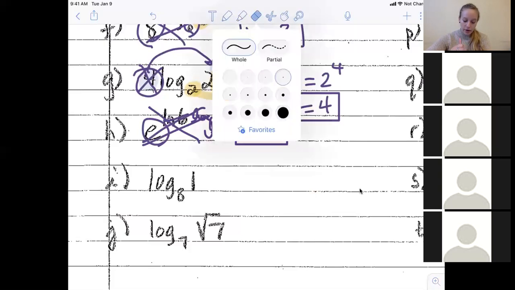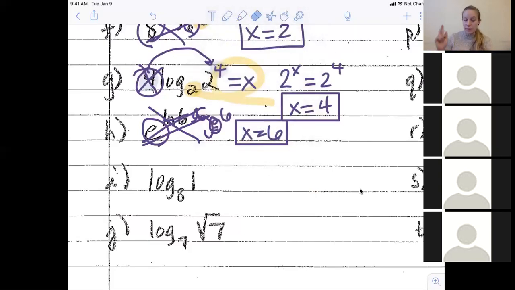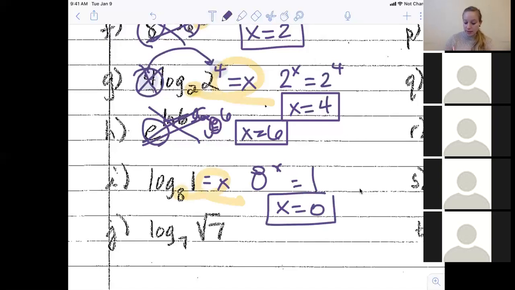Okay, any questions so far? 2 more in this column and then we'll go to the next. Also set it equal to x, we've been doing that all day. 8 to the x equals 1. Well, any number raised to something will always be 1. That something, that number that is in the exponent, that no matter what is the base, will equal 1 is 0. So any number raised to the 0 power is going to equal 1.